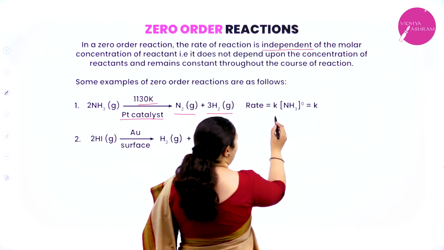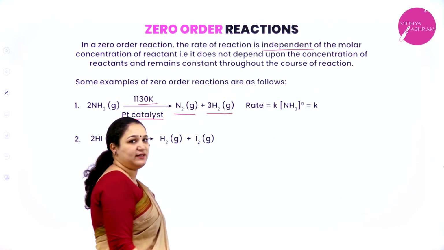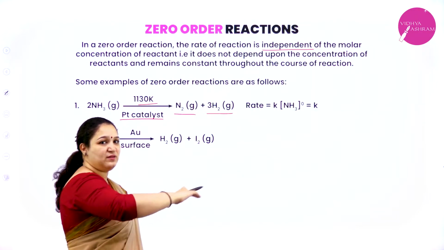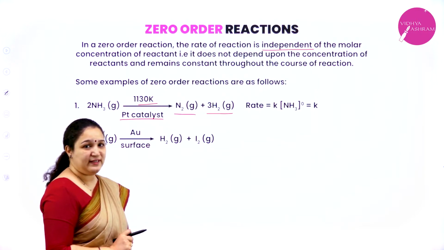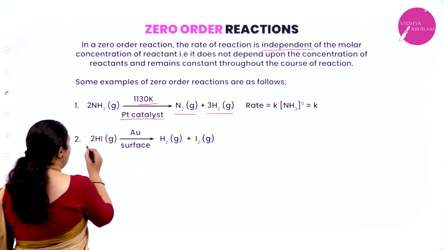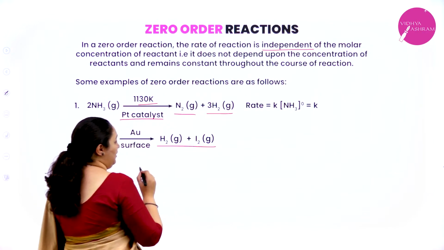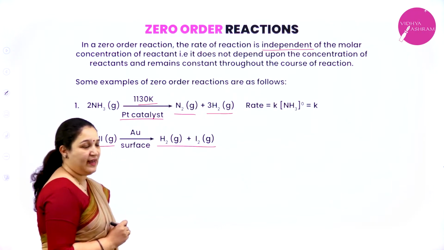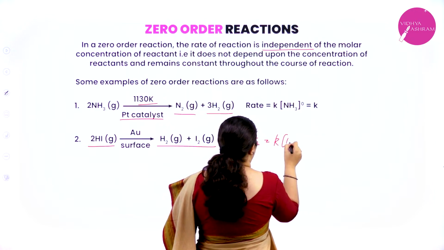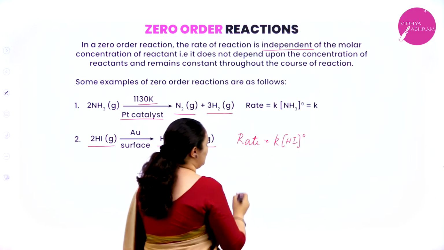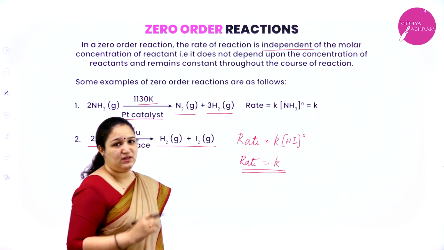Only then it is a zero order reaction. So rate is equal to K NH3 to the power 0, which means rate is equal to the rate constant. That means the rate of the reaction is always a constant. It will not depend on the concentration of the reactants. Similarly, here you have HI. On a gold surface you will get hydrogen and iodine, and this is a zero order reaction. How can I write the rate expression? I can write it as rate is equal to K HI to the power 0. So rate will be equal to K because it is a zero order reaction.